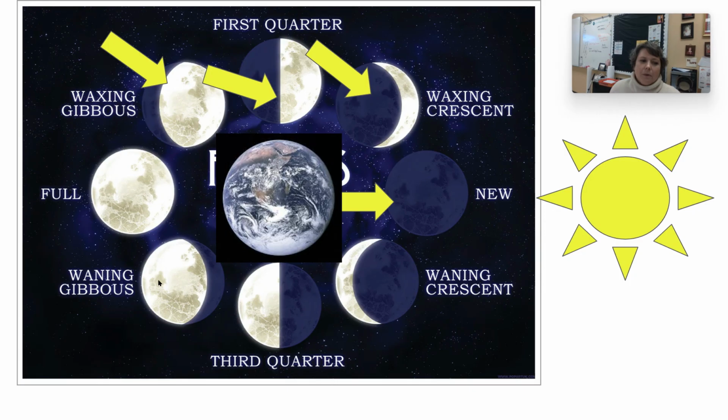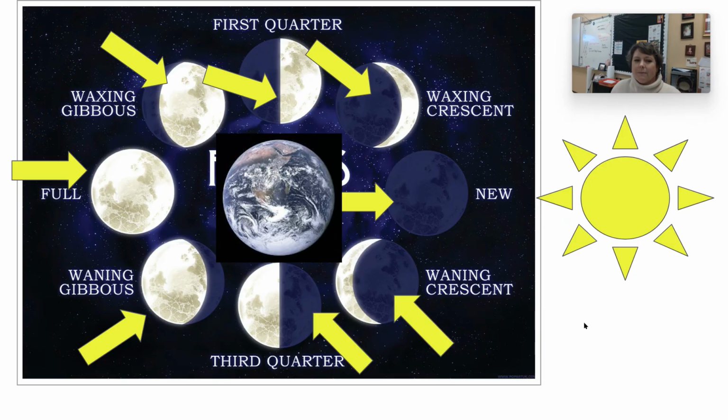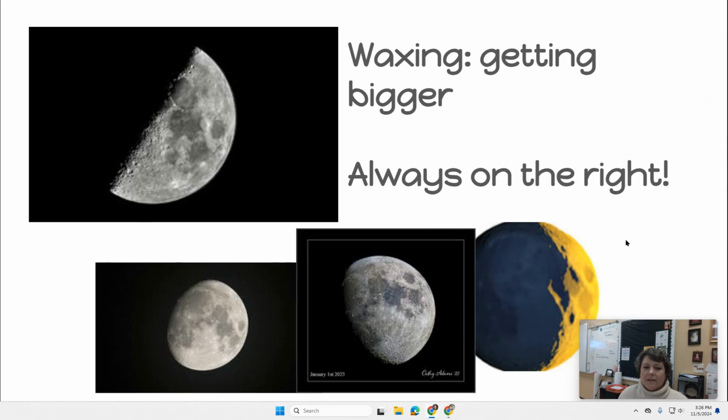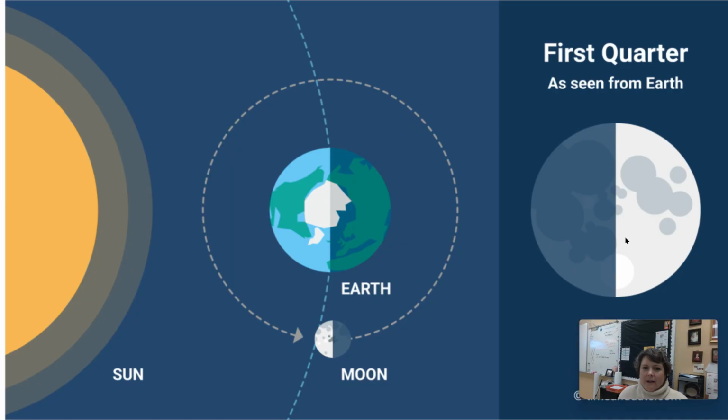Okay, and then we're waning. So the waning gibbous, the light goes away from this side, and so we have the light on the left side. Then the third quarter, and then the waning crescent. Okay. Waxing is getting bigger. It is always on the right.